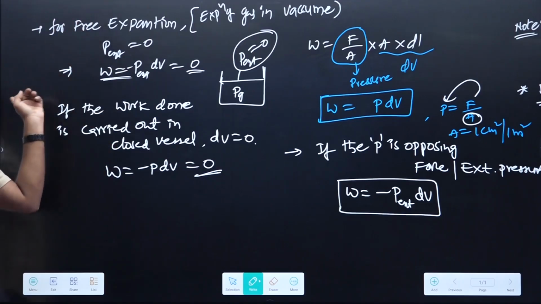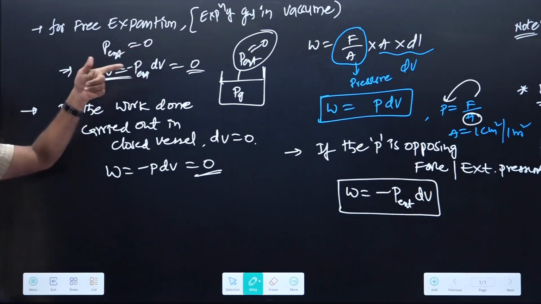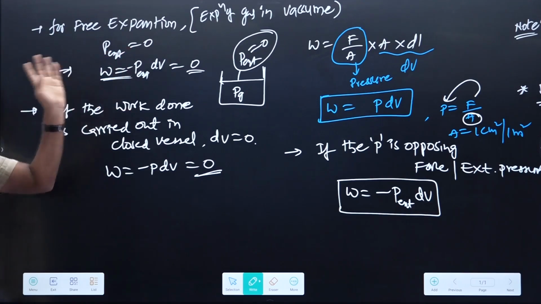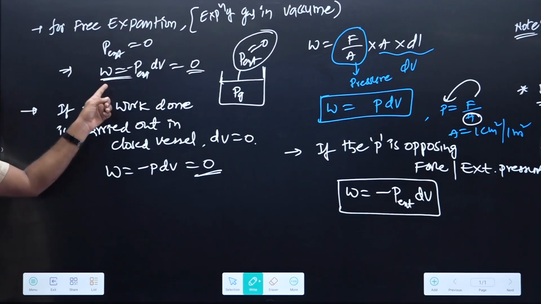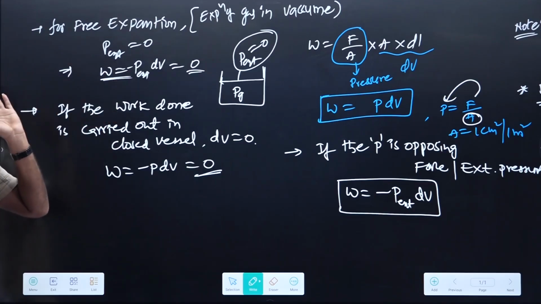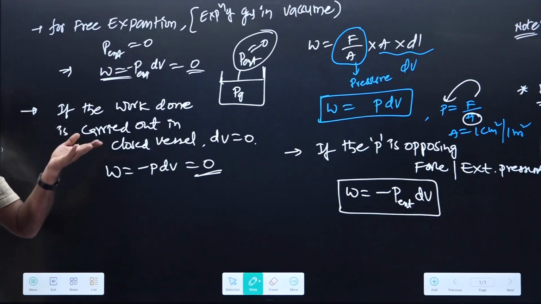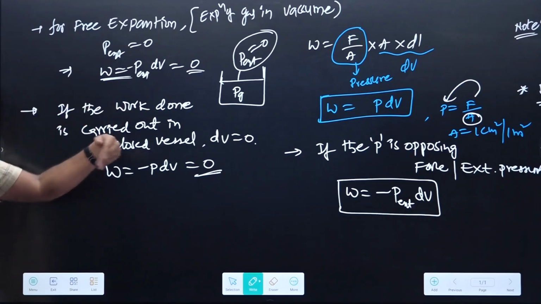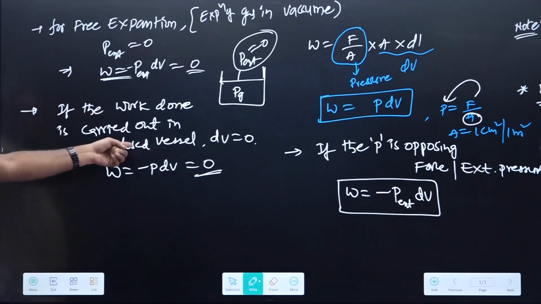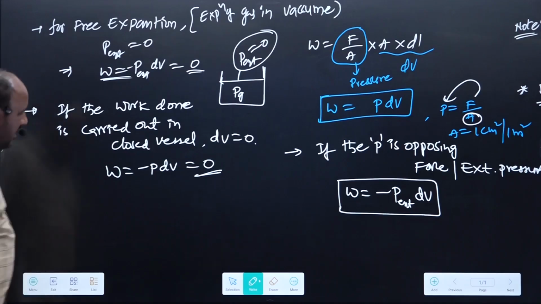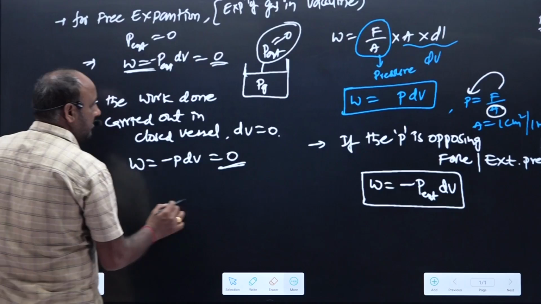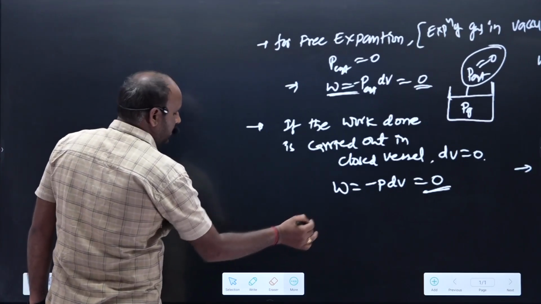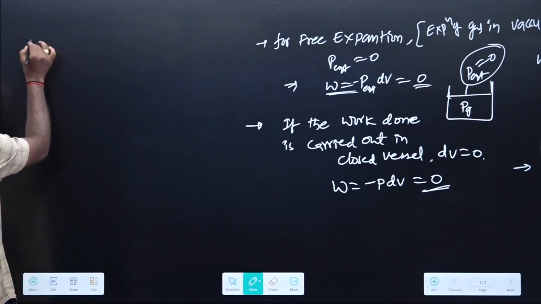For free expansion, what is the work done? W is positive, W is negative, W is 0, or none of the above? Not only W, this will be related to other parameters also, like internal energy, work done, and heat energy. So these are the 2 cases: free expansion, and work done carried out in a closed vessel. Next, the terminologies will be work done by the system.